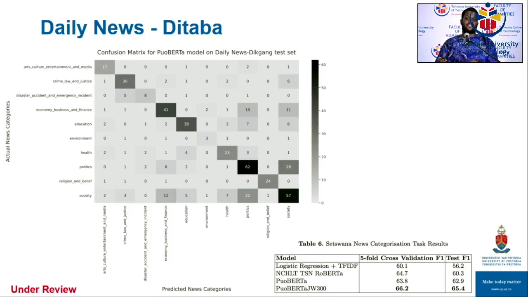And the paper itself is under review. The Puo Beta, before it's trained to do the NER, the POS, and the news categorization, is available. It's in early access. People can go and use it and apply it to other things. Once we get the reviews from this paper, we will then release all the models.